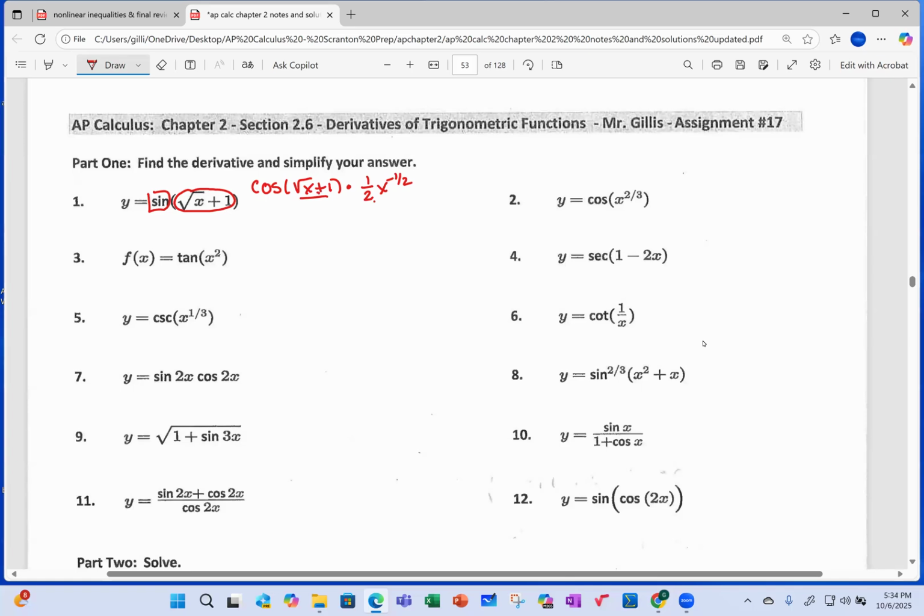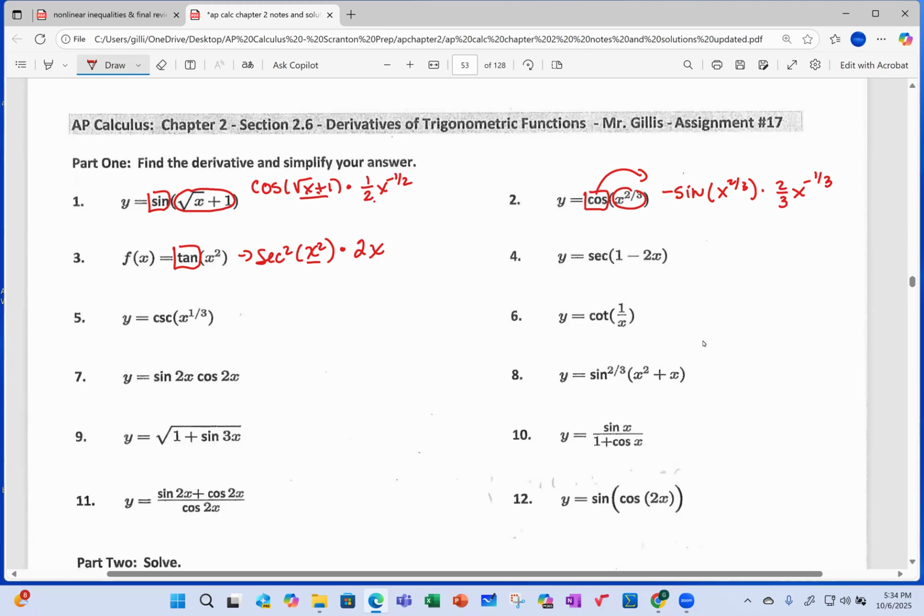And number 2, no quotient, no product, function within a function. Box the outside, circle the inside. The derivative of cosine is negative sine. Repeat the inside, but the derivative of that inside is a power rule. Drop down the 2/3, repeat the x, and decrease it by 1. In number 3, the derivative of tangent, it's an outside function, that's all we got, is secant squared. But repeat the inside, and the derivative of that inside is 2x.